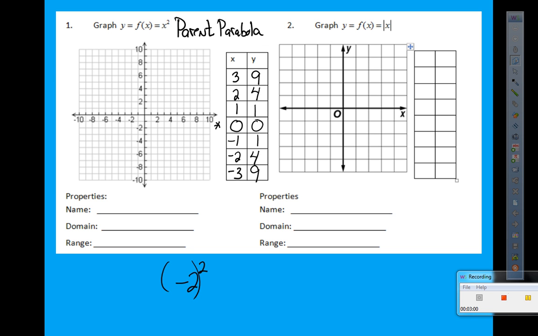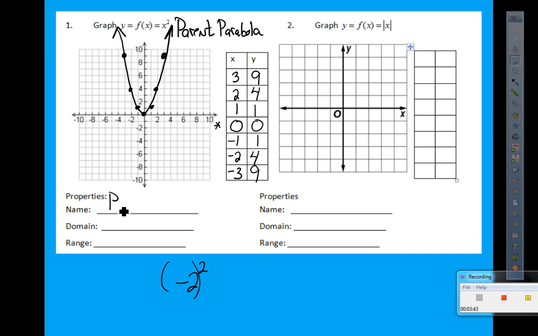All parabolas are generated from this parabola here. So I'm going to go over 3 and up 9. I'm going to go over 2 and up 4. Over 1 and up 1. Over 0 and up 0. Negative 1, 1. Negative 2, 4. And negative 3, 9. Now a parabola has curvature to it. So here's what my parabola is going to look like. It's going to be a smooth curve that looks like that. Put the arrows on the end to show the world that it goes up forever.